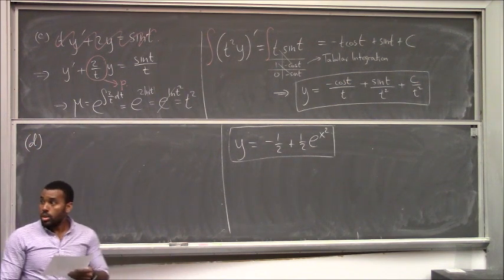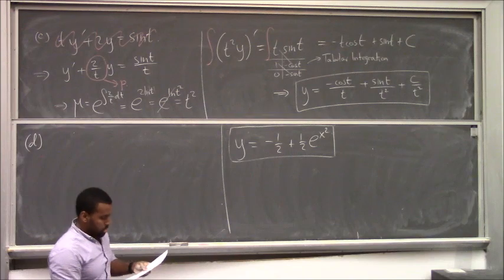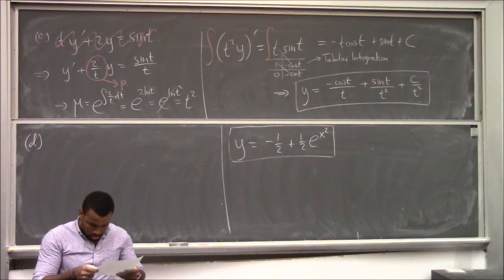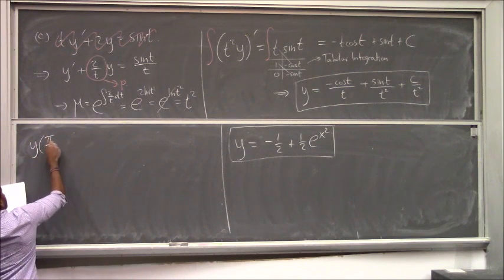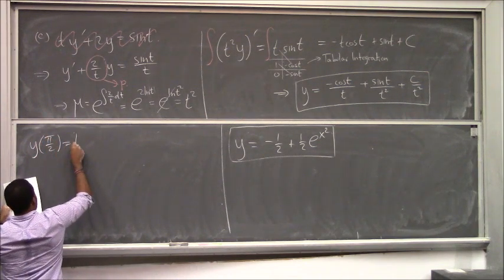You get the same thing again. Then you have to divide. Did I give a thing? Yeah, I did. Okay, so we did say y of pi over 2 should be equal to 1.